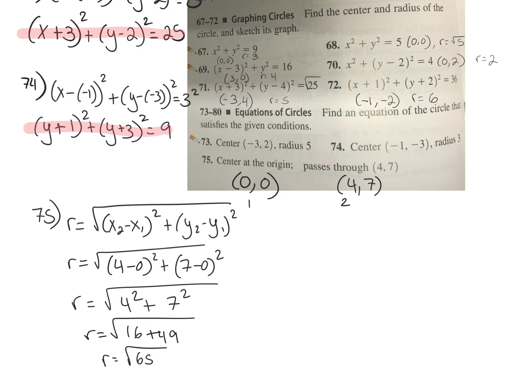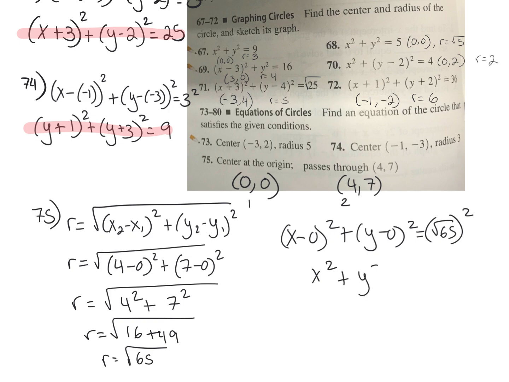So we know the center is 0, 0. So I'm just going to go ahead and plug in the formula. x minus 0 squared plus y minus 0 squared equals root 65 squared. The zeros disappear, so I'm left with x squared plus y squared. The reason I didn't simplify the root 65 is because I have root 65 squared. The root and the square are going to cancel each other out, so I'm just going to be left with 65. So this would be your final answer for this problem.